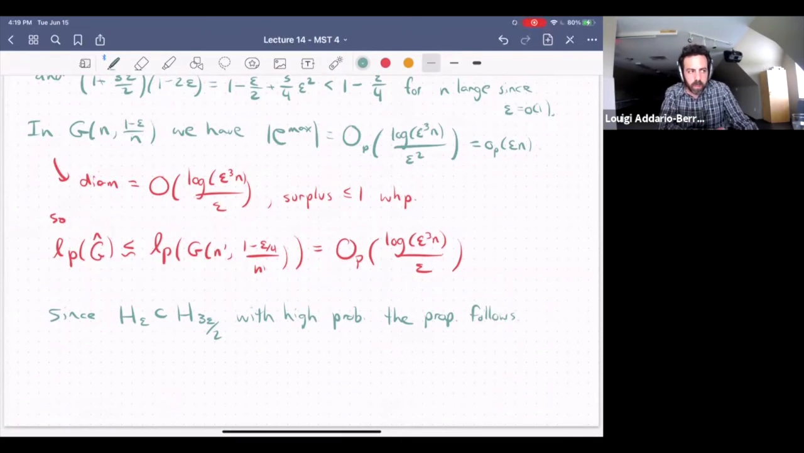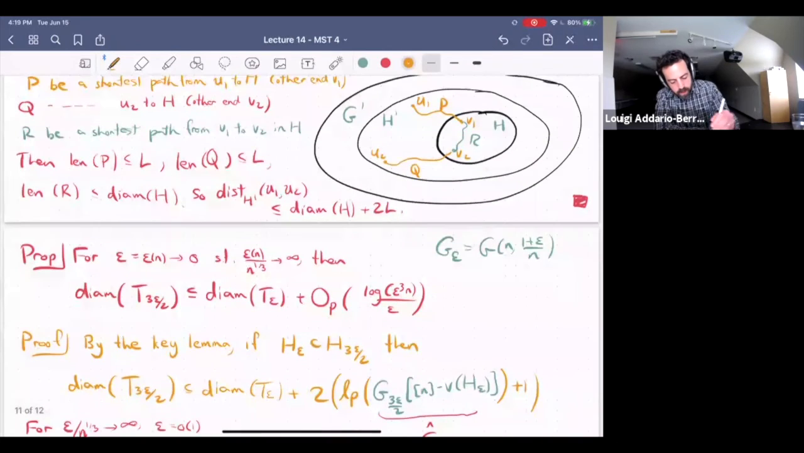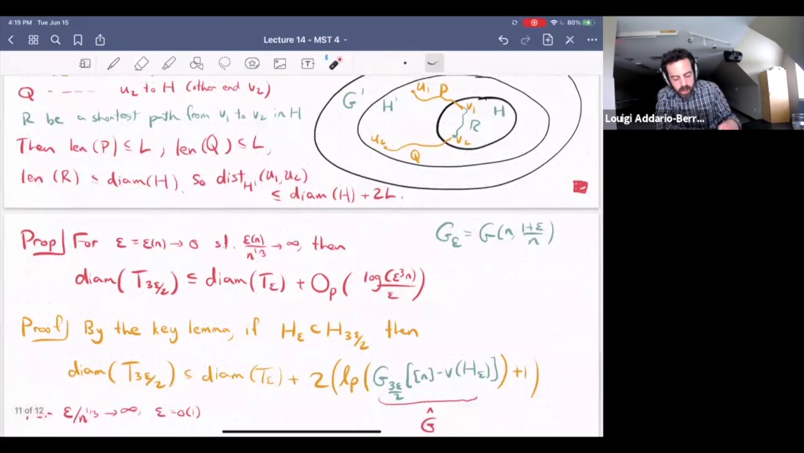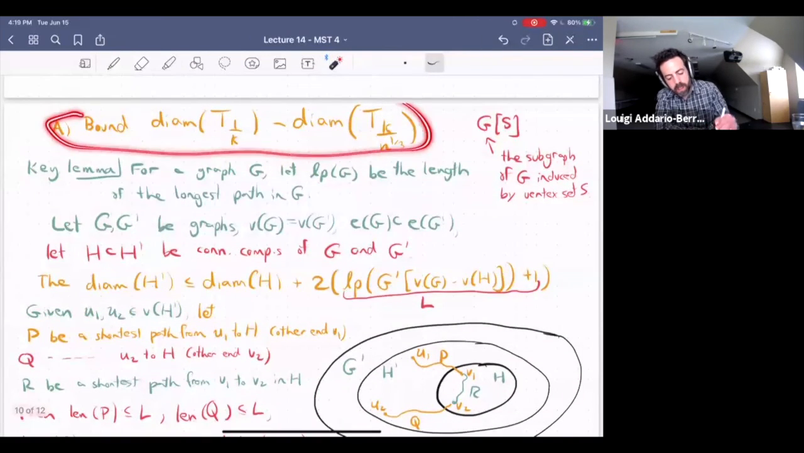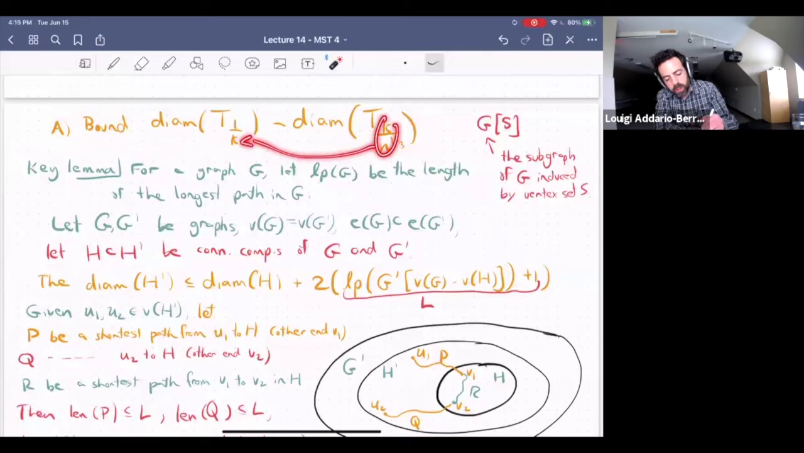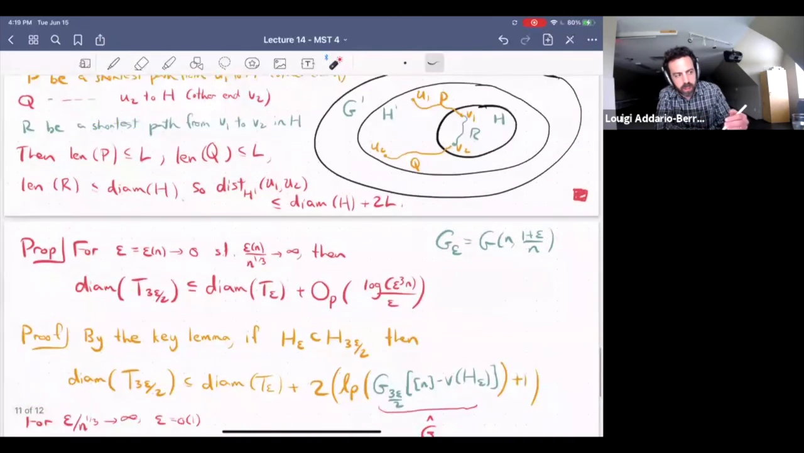Okay, so we've shown a bound on how much the diameter increases when we go from epsilon to 3 epsilon over 2, and note that the bound gets better as epsilon gets bigger, because it's something with a log epsilon on the top and an epsilon on the bottom. So now we'll use that to finish this step A of bounding the diameter increase when we go from constant over n to the third to one over constant.